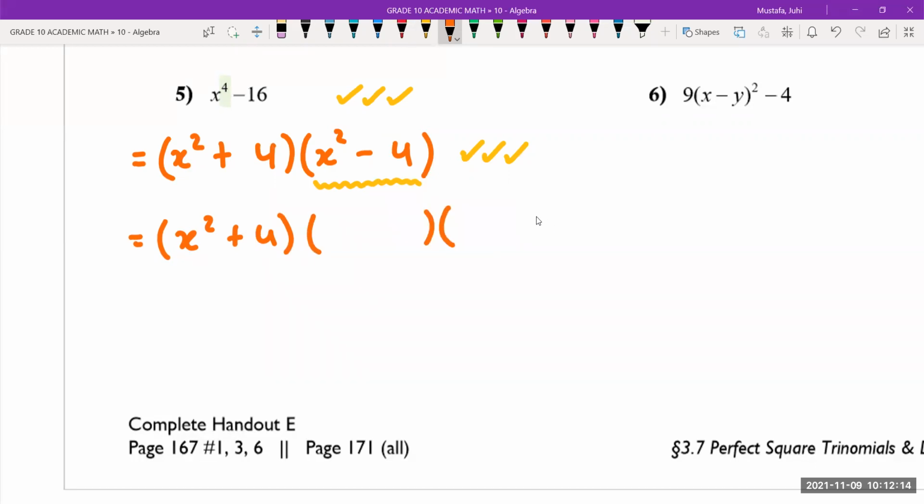The second one, however, 2 numbers, the square root of x squared will be x and x. The square root of 4 is going to be 2 and 2. And then I'm going to put a plus sign and a minus sign. And now the question is complete.